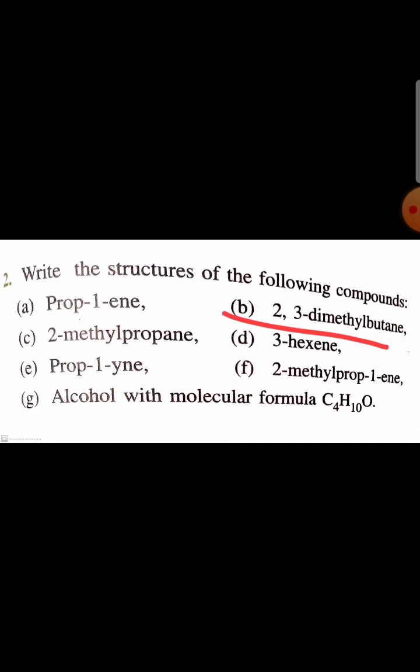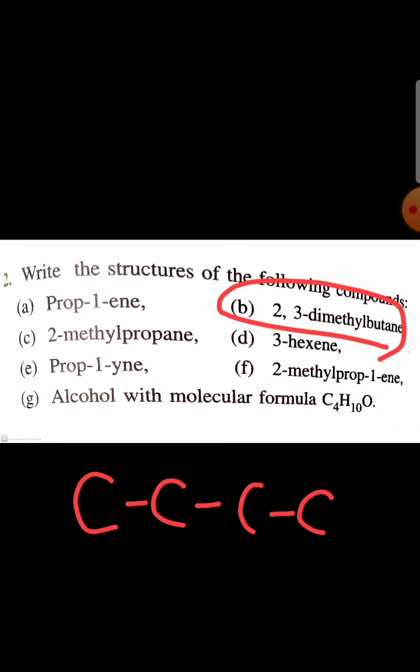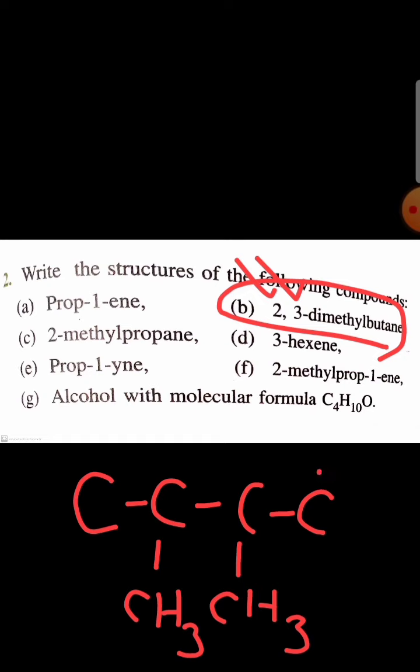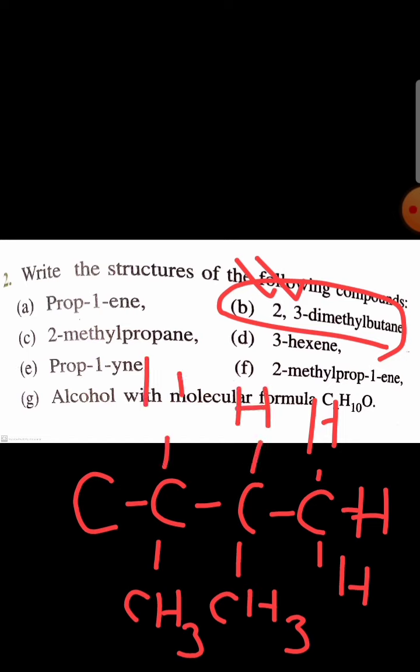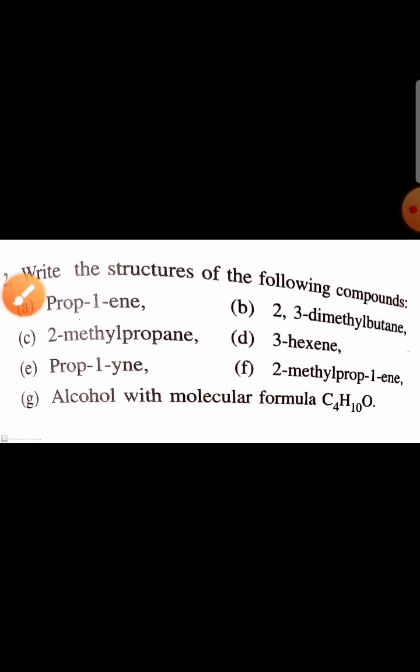Similarly, we have 2,3-dimethylbutane. But is the root word, so 4 carbon atoms we are going to write, butane, single bond between carbon and carbon, and at the second carbon and third carbon there is a methyl group, the second carbon 1 methyl group, and the third carbon atom also 1 methyl group. Now we are going to add the hydrogen. To the first carbon atom 3 hydrogen, the second carbon atom 1 hydrogen to satisfy tetravalency, the third carbon atom 1 hydrogen, and the last carbon atom also 3 hydrogen. This is 2,3-dimethylbutane.